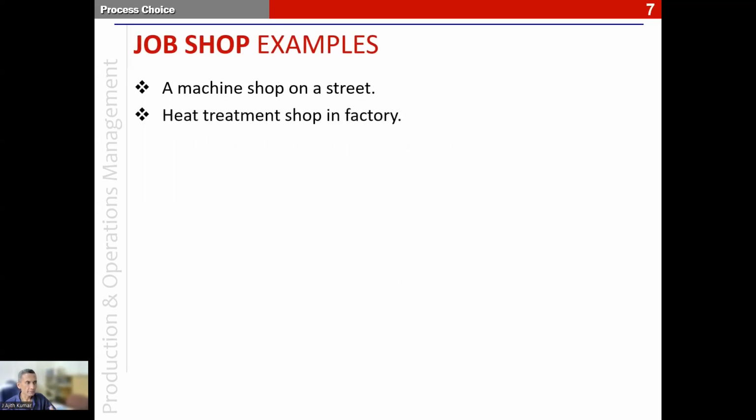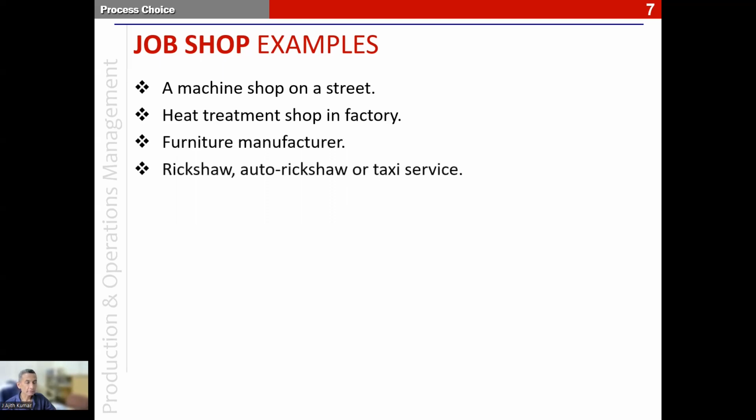Again, looking at examples, a machine shop on a street, a heat treatment shop in a factory, a furniture manufacturer, we already saw this. Now, going from the manufacturing sector to the service sector, we can also think of examples in the service sector which are like the job shop. For example, take the service offered by an auto rickshaw, right? Or a cab, taxi, a cab that can be hired. So you can think that just like in a job shop, the customer can ask for any route on which they want to travel. And the rickshawala or the taxi service will take them on that route.